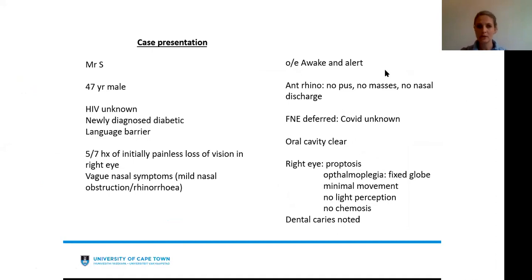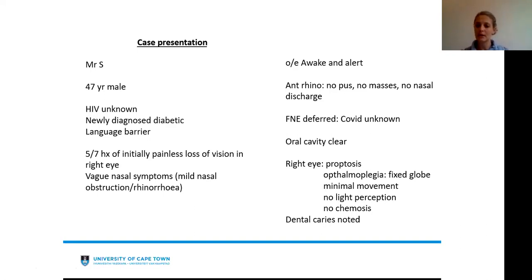S. He is a 47-year-old male. He was HIV unknown, and he was also a newly diagnosed diabetic patient. There was quite a difficult history from this gentleman due to a significant language barrier. He's not from South Africa. But in essence, he presented to our emergency unit, to our ophthalmology department initially, with a 5-day history of initially painless loss of vision in his right eye, and then some very vague nasal symptoms in the form of mild nasal obstruction and a little bit of rhinorrhea.